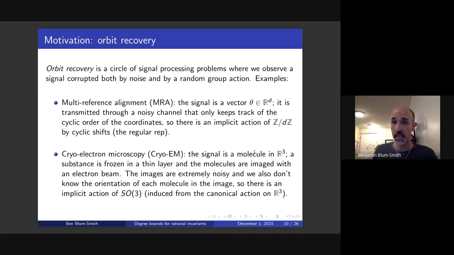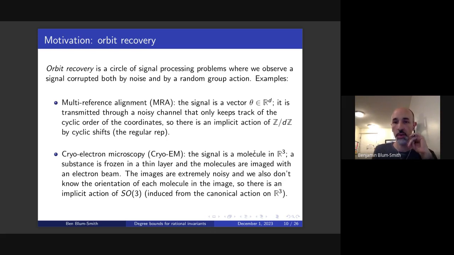Multi-reference alignment, the namesake. The signal is a vector in a real vector space. It's transmitted through a channel that is not only noisy, but also fails to keep track of which coordinate came first. It only tracks the cyclic order. So you're only seeing the signal up to cyclic shifts. So there's implicitly an action of Z mod dZ, where d is the dimension.